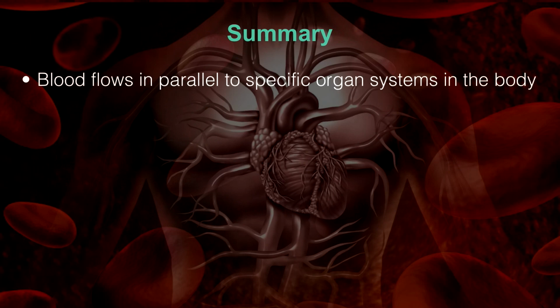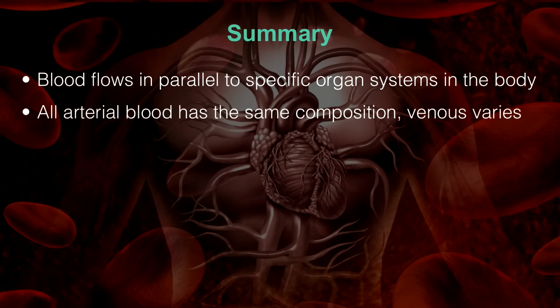In summary, in this section, we saw that blood generally flows in parallel throughout the body to all of the organs or organ systems in the body. Not all of the blood in the body has to go to the spleen, or not all of the blood in the body has to go to the intestines or the muscles in the leg. That's what I mean by in parallel. Blood is sent at the same time to the muscles and other tissues. It doesn't have to wait and line up.